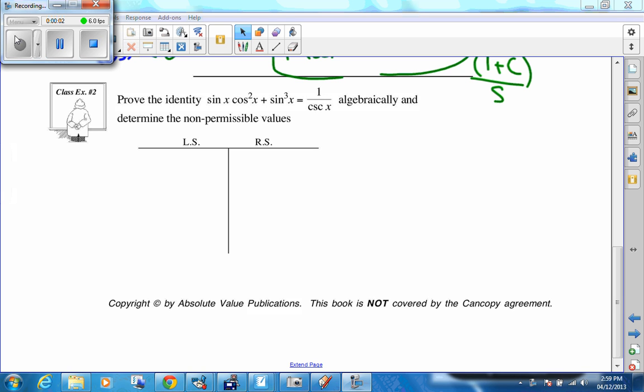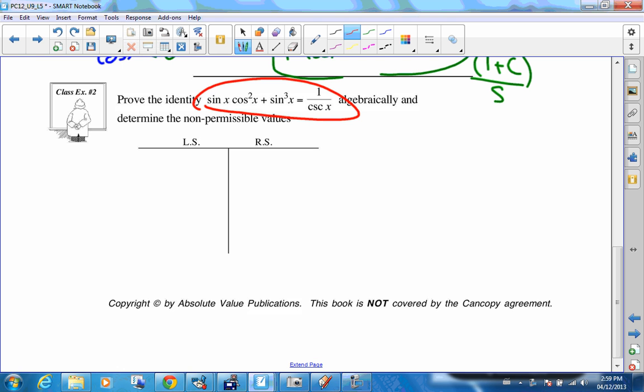All right, so here are the class examples 2 through 5 in lesson 5. What we're going to try and do here is just to solve this thing out, and we want to prove this thing. So I just separate my left side and my right side. Sine x cos squared x plus sine cubed x. And my right side is just 1 over cosecant x.